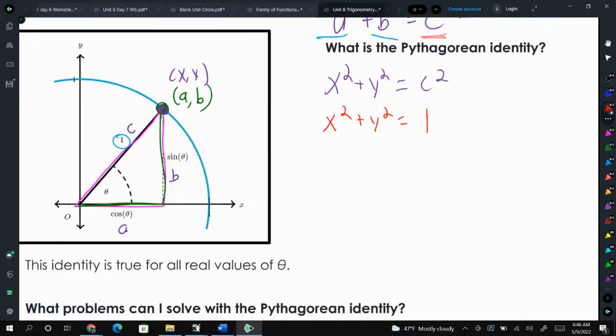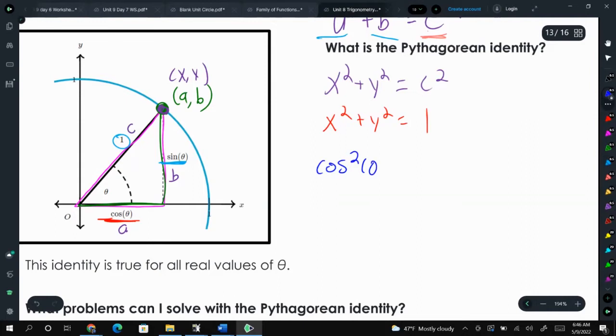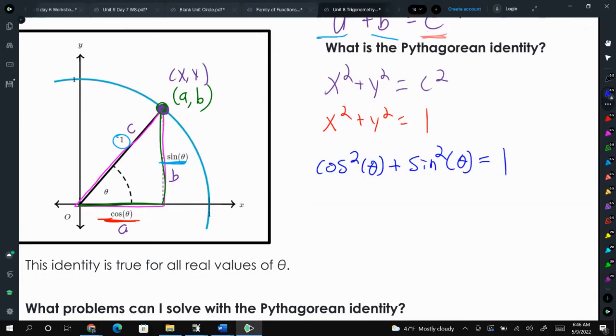Well, now going back to what we know with the unit circle, where x is your cosine value and y is your sine value, we can then rewrite this as cosine squared of theta, that's how you write it, plus sine squared of theta equals 1. And that is the Pythagorean identity. Cosine squared plus sine squared equals 1.